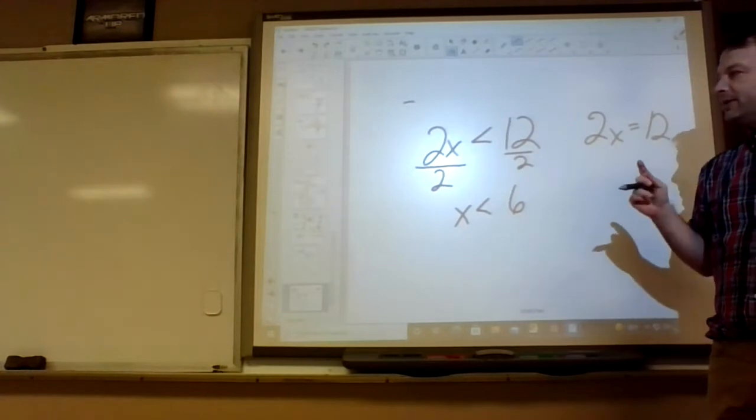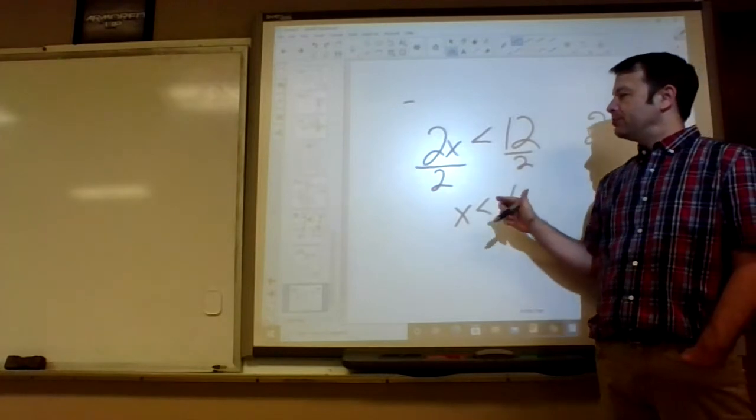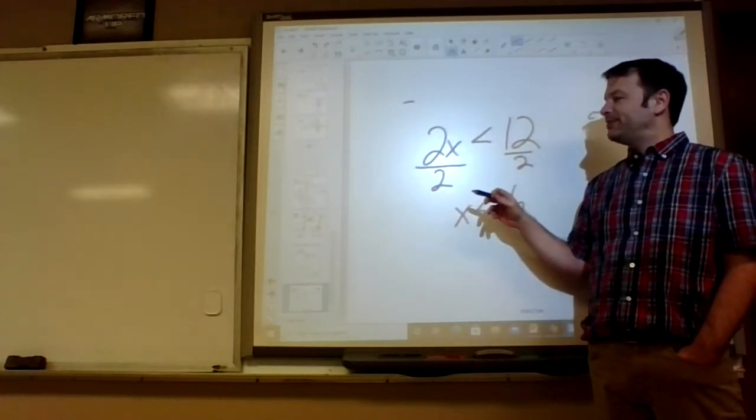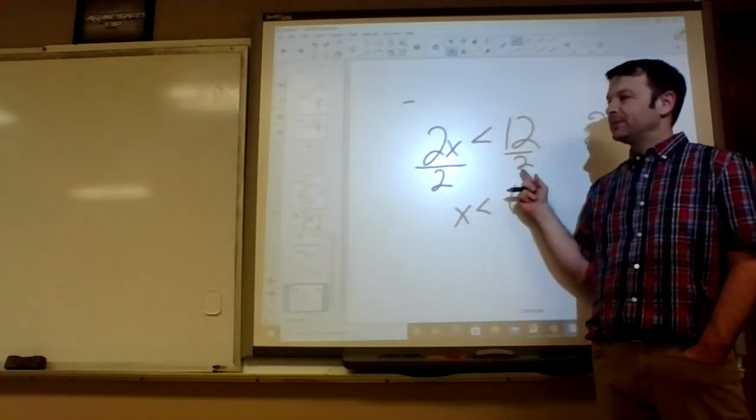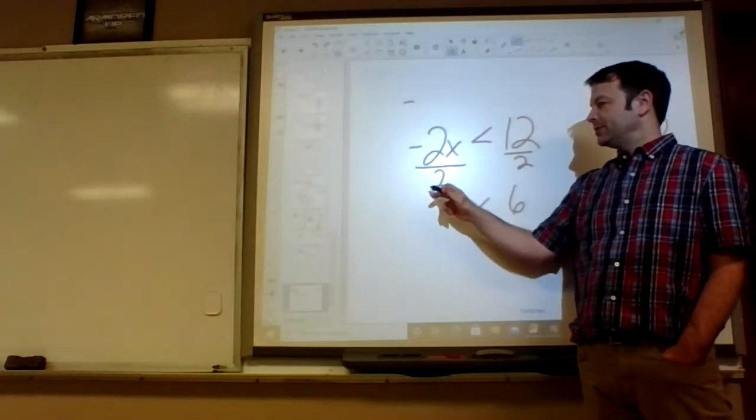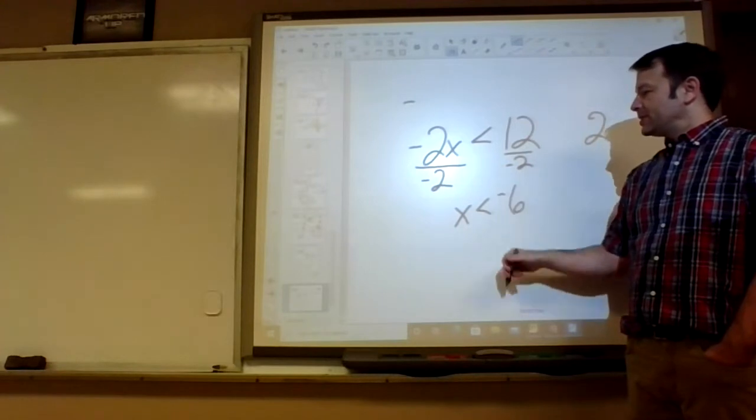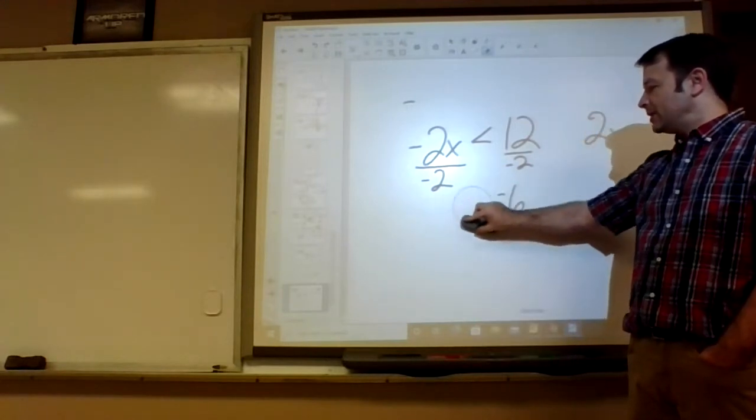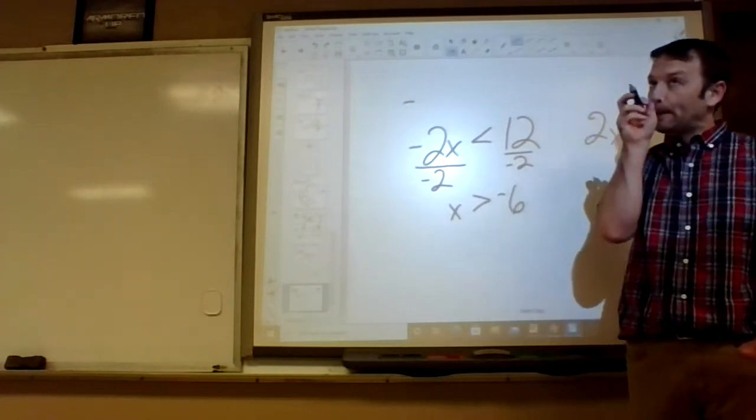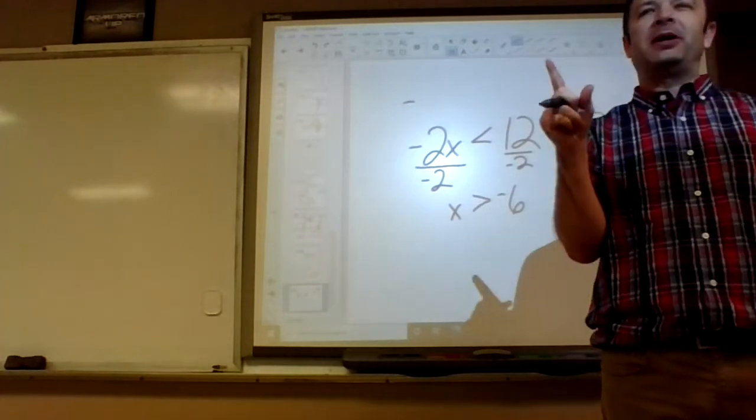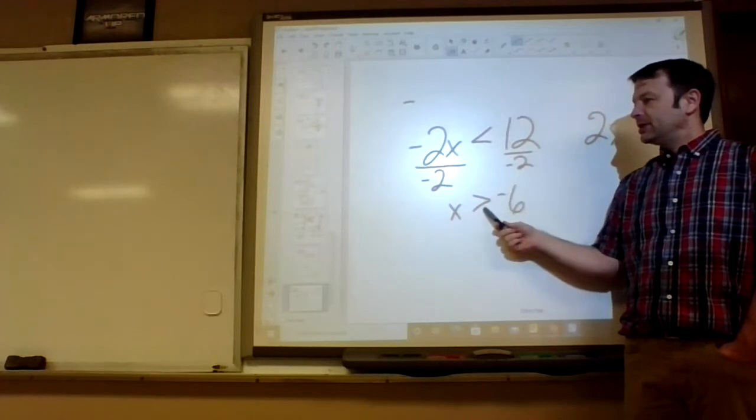Okay, there is one difference. If you have to multiply or divide both sides by a negative. On this one we divided by a positive 2, right? But if this had been negative 2, we would have had to divide by negative 2, and that would have made that negative 6. But also the inequality has to switch when you do that. Not only does that switch, this switches also. So the rule is, if you multiply or divide both sides by a negative, the inequality switches.